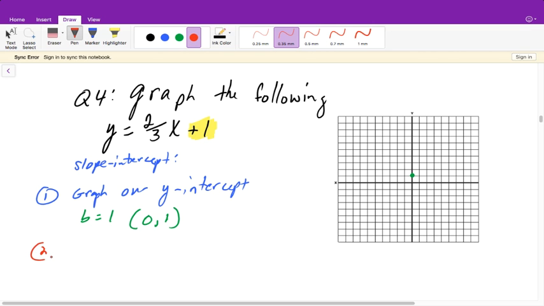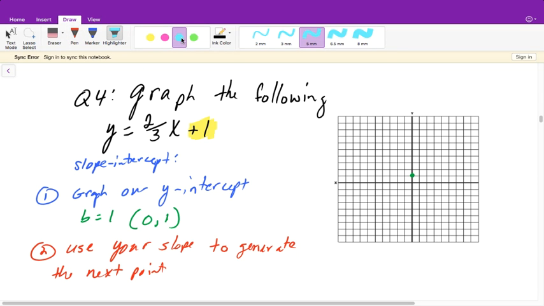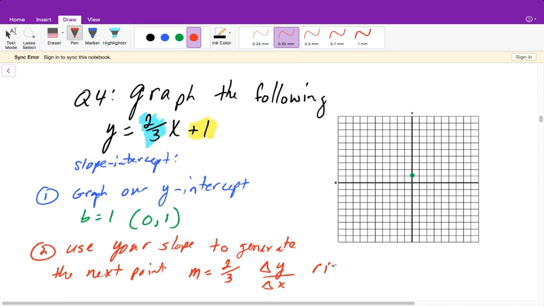And then the next thing that we need to do is we need to use your slope to generate the next point. Remember, it is as if you're giving directions to somebody. You're telling them how to move. And our slope is what is being multiplied to our x, or the coefficient of x. So in this case, it is 2 over 3. So our m is equal to 2 over 3. And that is change in y over change in x, or rise over run, however you want to describe it. But I prefer saying this way because it's literally telling you how your y is changing.